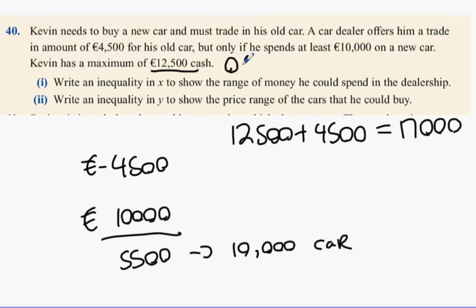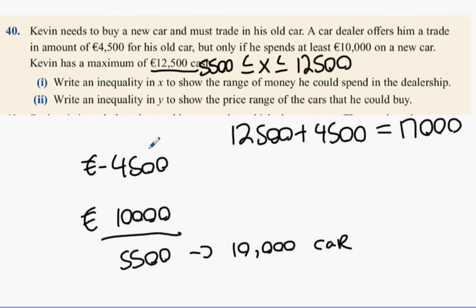Well, look, I'd give two answers. I'd say the first one is you don't have to buy a new car. You could buy in the dealership. You could buy a new wheel for all I know. So you could spend anywhere from 0 up to 12,500. My second answer would be if he wants to walk away with a new car and get rid of his old car, the answer would be 5,500 all the way up to 12,500. Would that make sense?